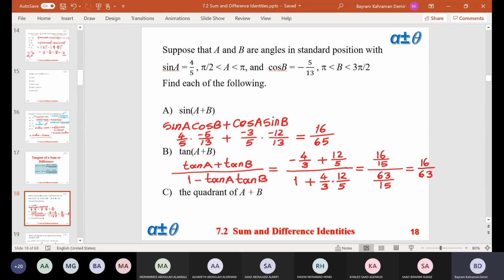Yes. So now they ask, what is the quadrant of angle A plus B? I think it's in the third because the tangent is positive, and sine is also positive. You see, Shabab? So in the first quadrant. And tangent is positive. That means it is in the first quadrant. Yes. Because sine is positive, tangent is positive. That must be in the first quadrant, Shabab.